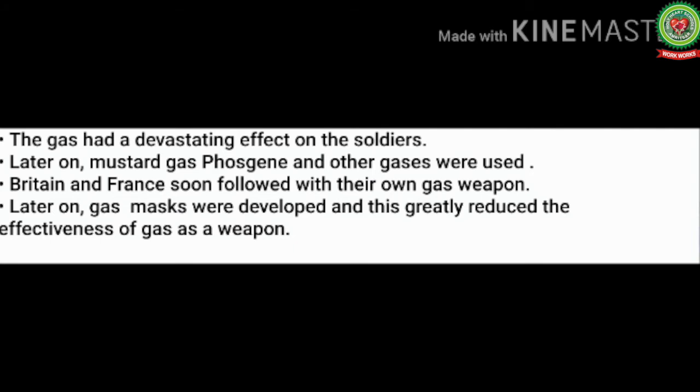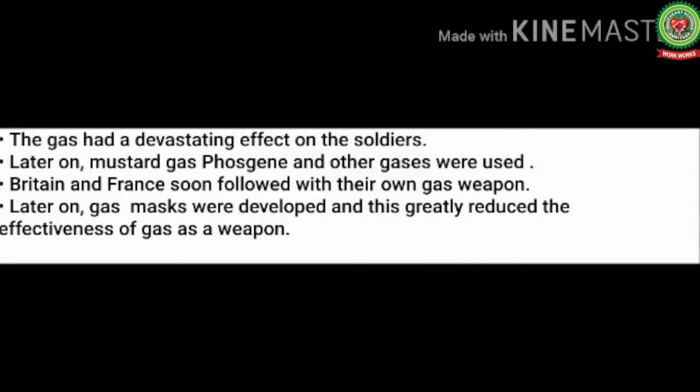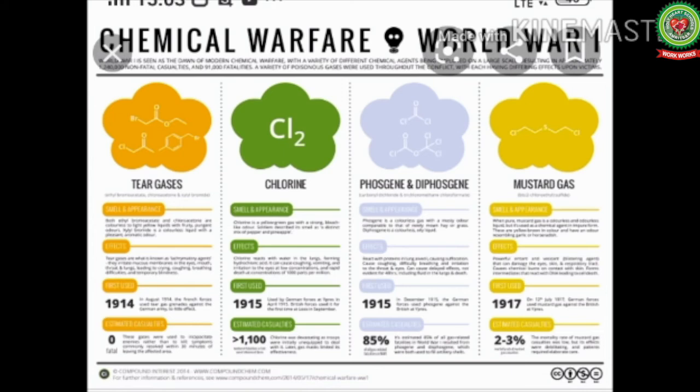Later on, some countries like Britain was the first who developed the gas mask, and slowly all other European countries also use the gas mask, which reduced the effect of the gas in the First World War. On your screen, you can see a chart which shows the type of gases which were used in the First World War. Tear gas, chlorine, phosgene and mustard gas. The second last column shows the year when it was first introduced in the war, and the last column is showing the death casualties caused due to these gases.